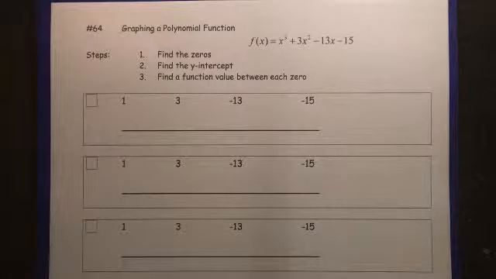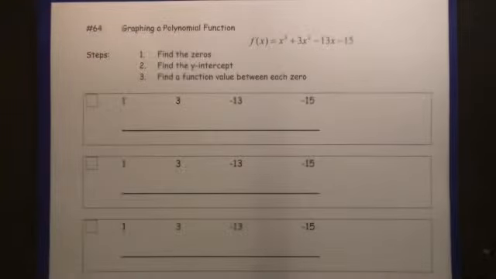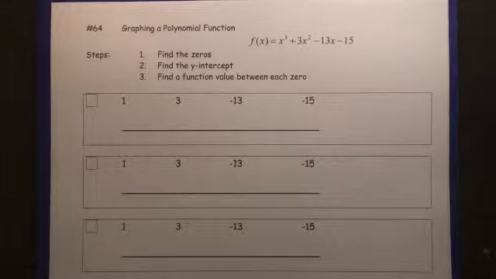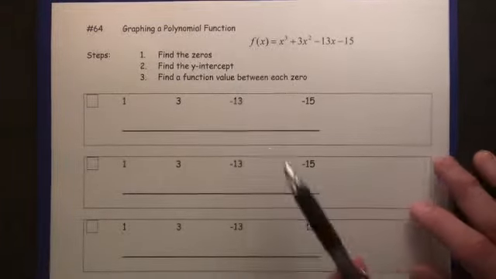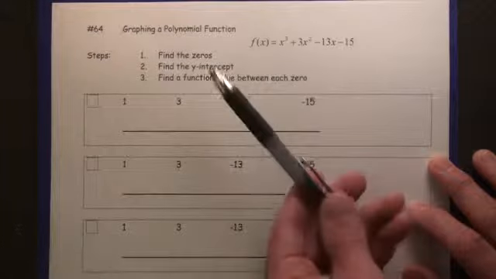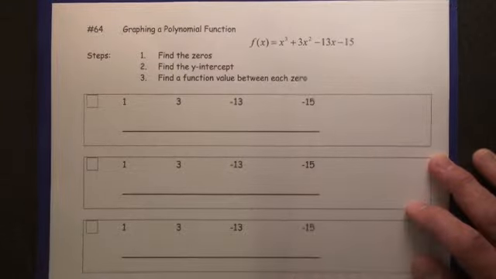Video number 64, graphing a polynomial function. Here are the steps. We're going to find the zeros, find the y-intercept, and find a function value between each zero. So, let's start off by doing synthetic division so we can write this function in the factored form.